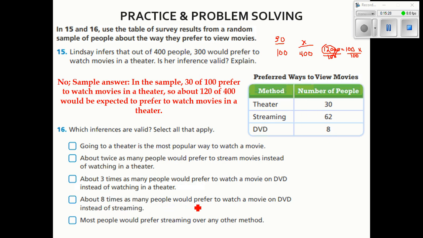About 3 times as many people would prefer to watch a movie on a DVD instead of streaming. 8 times as many. Oh, well, I'm thinking that's close to that because 8 times 8 is 64. It said 8 times as many people would prefer to watch a movie on DVD instead of streaming. I'm going to say that should be the opposite. Most people would prefer streaming over any other method. Yes, I could definitely say that. So I'm probably going to go with the second and the last one being the right answers.